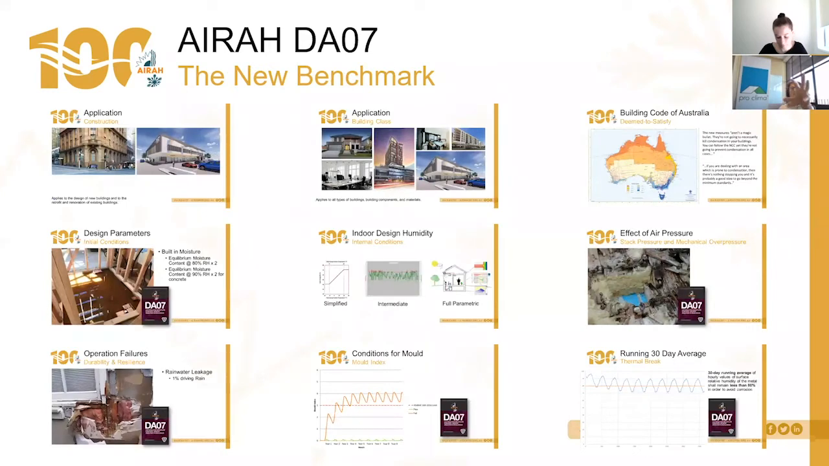Next. So what does it do? AIRAH, just to recap, AIRAH DA07 can be used in new and existing structures, in any building class, and in any climate zone across Australia. You can look at what happens when the structure's wet to start with or dry to start with. You can base it on any interior design humidity and temperatures based on the HVAC system operation. You can include ventilation to lower the indoor humidity. You can look at the effect of air pressure, air transport of water vapor into the structure. You can look at operation failures with incidental water leaks into the system, and then analyze against two key criteria, which are mold growth index and corrosion.